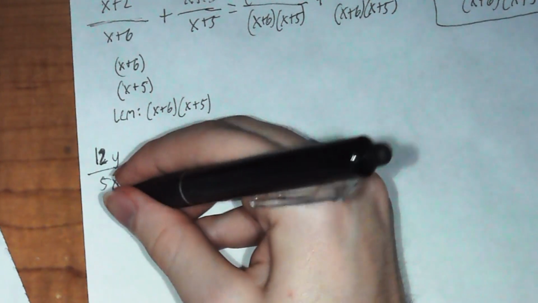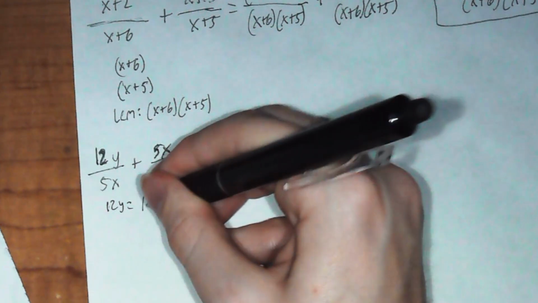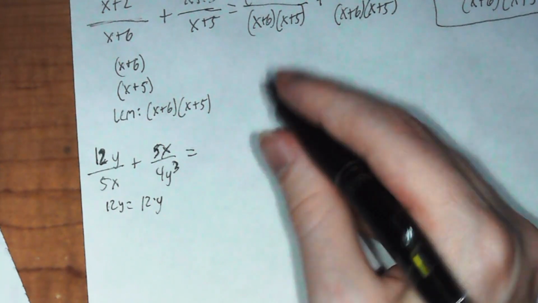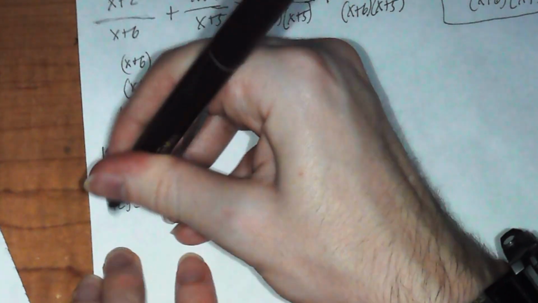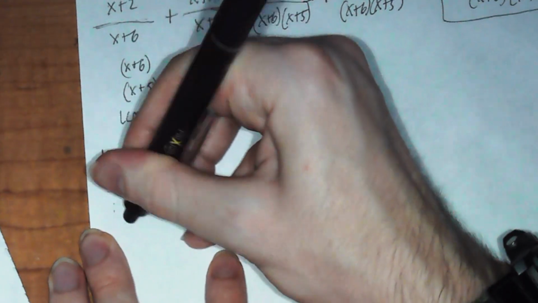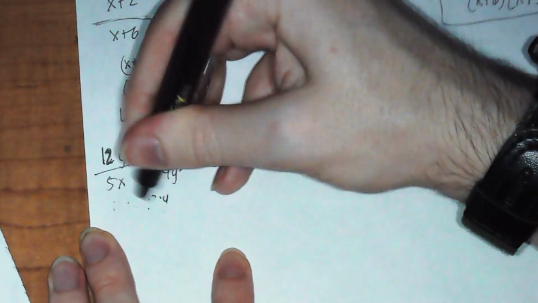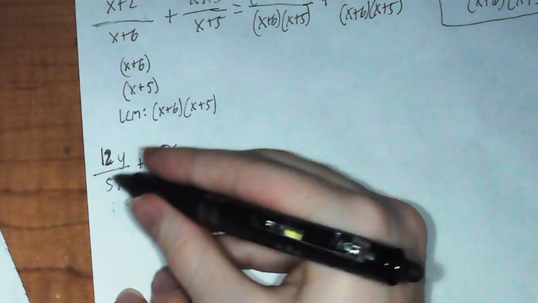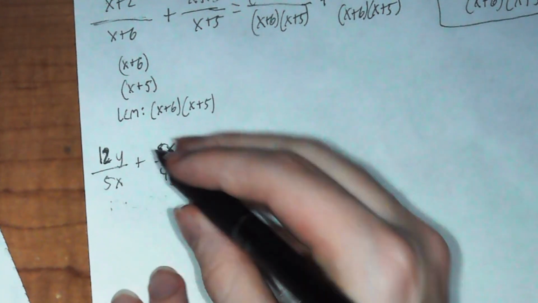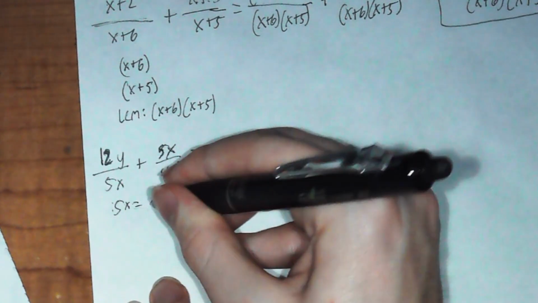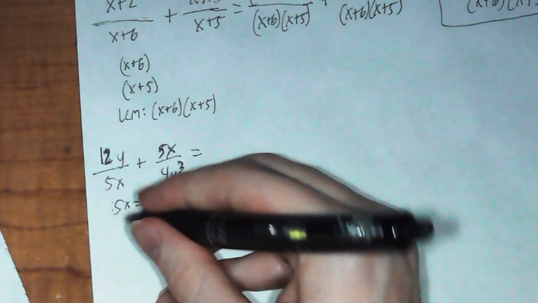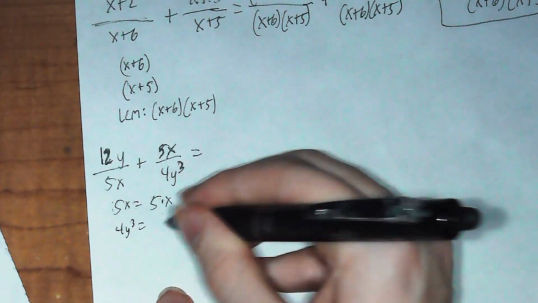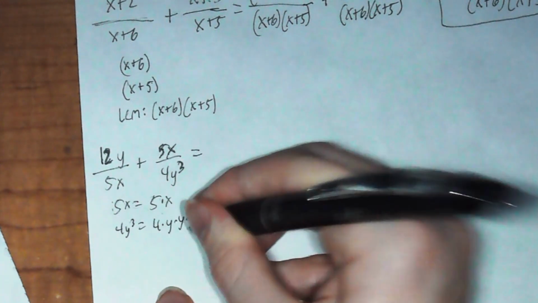Okay, 12y is equal to 12 times y. Whoa, whoa, whoa, whoa. Don't do that. Some of you might be inclined to do that. Why not? That's 12y. It's not in the denominator. 5x is equal to 5 times x. 4y cubed is equal to 4 times y times y times y.